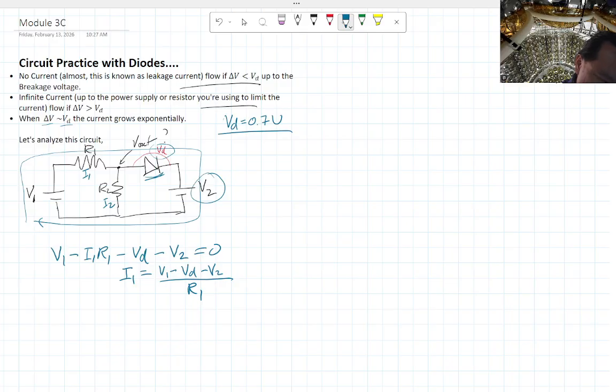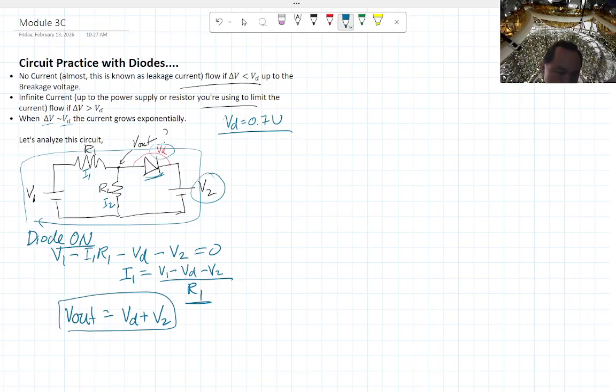So in the case that the diode is on, V out is always just going to be VD plus V2, because you're keeping that constant. I guess we could calculate what this current is, but that's going to be held constant too. What's going to happen is that it's just going to force current down R2 in order to make this true, because this battery is going to give you a constant voltage source.